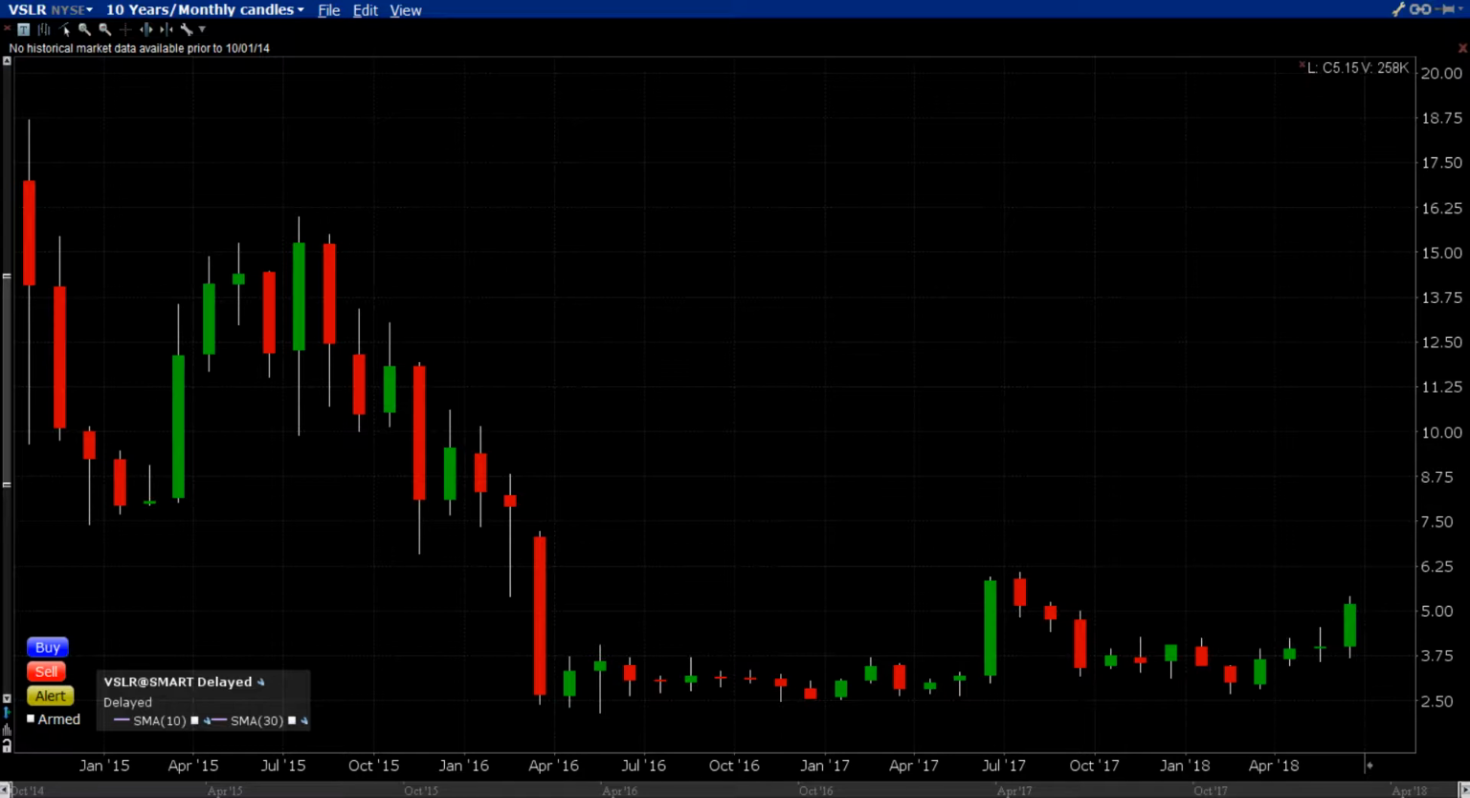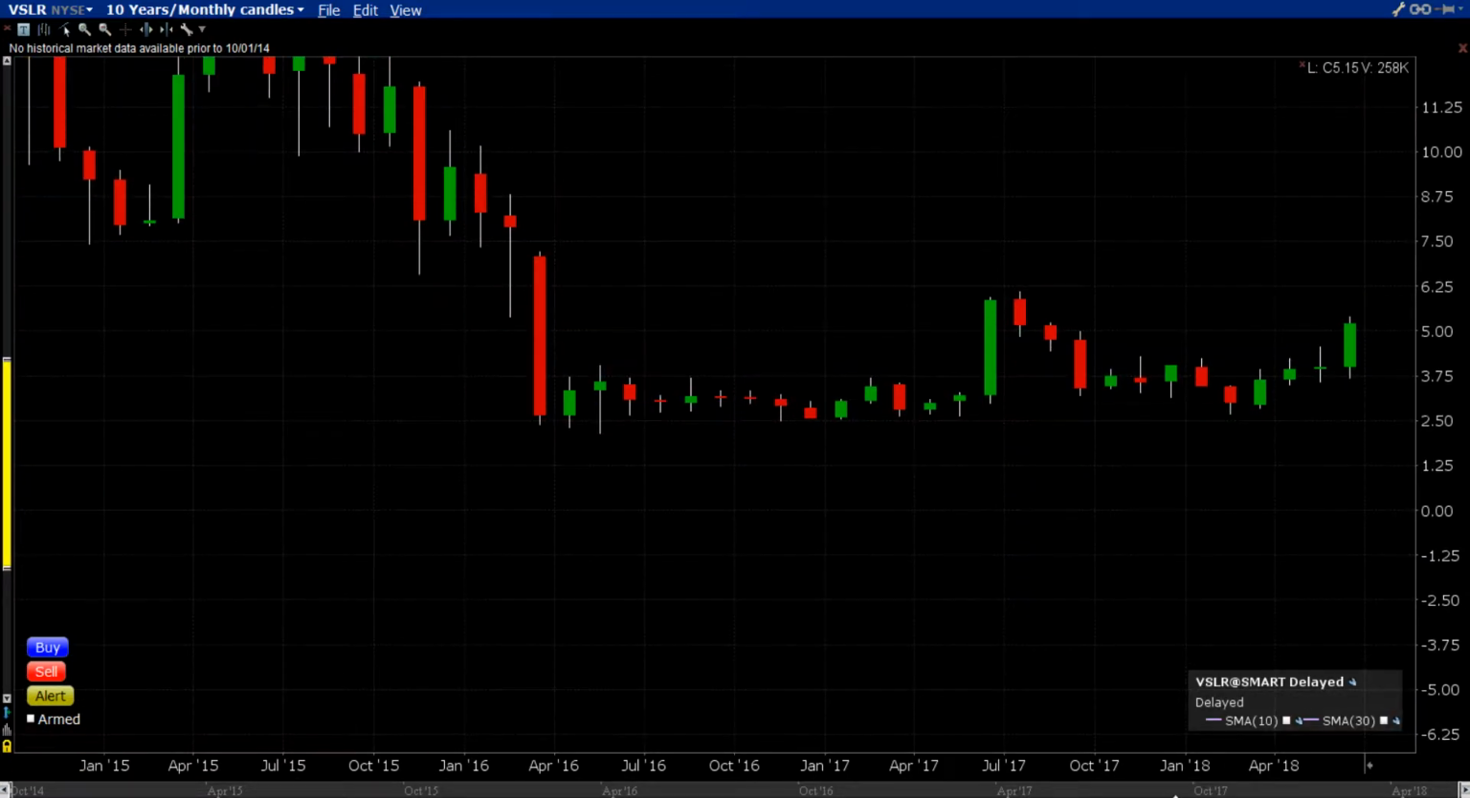And this one caught my attention. And here we go, guys. Monthly candle chart. Let's see where our monthly defined breakout lines are, or breakdown.